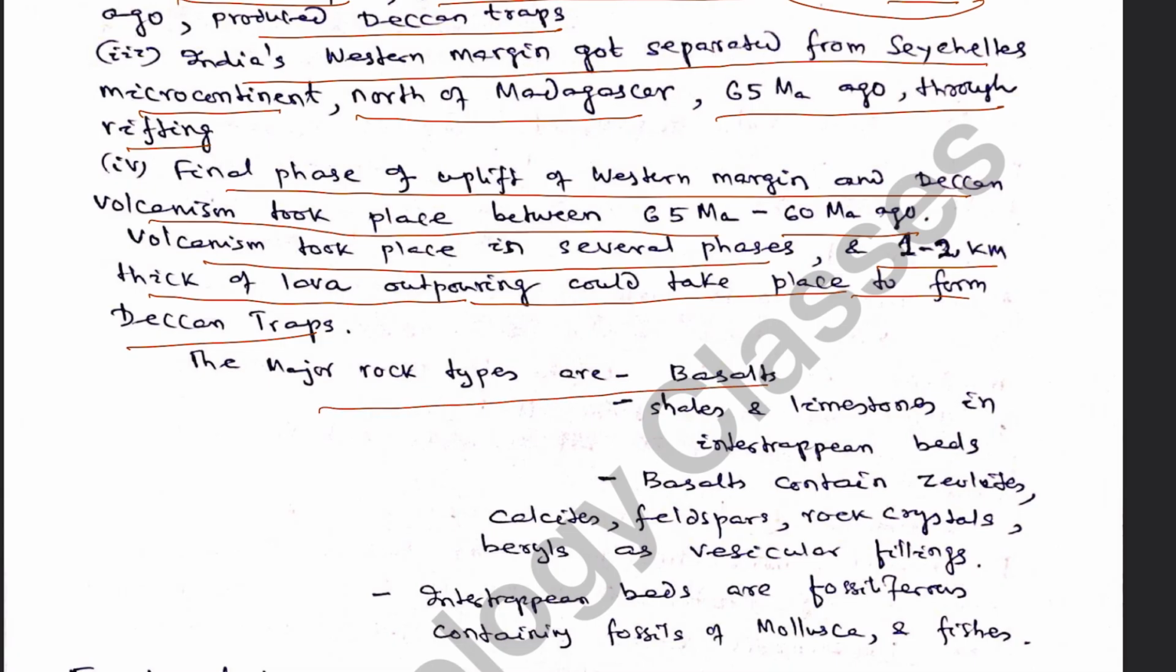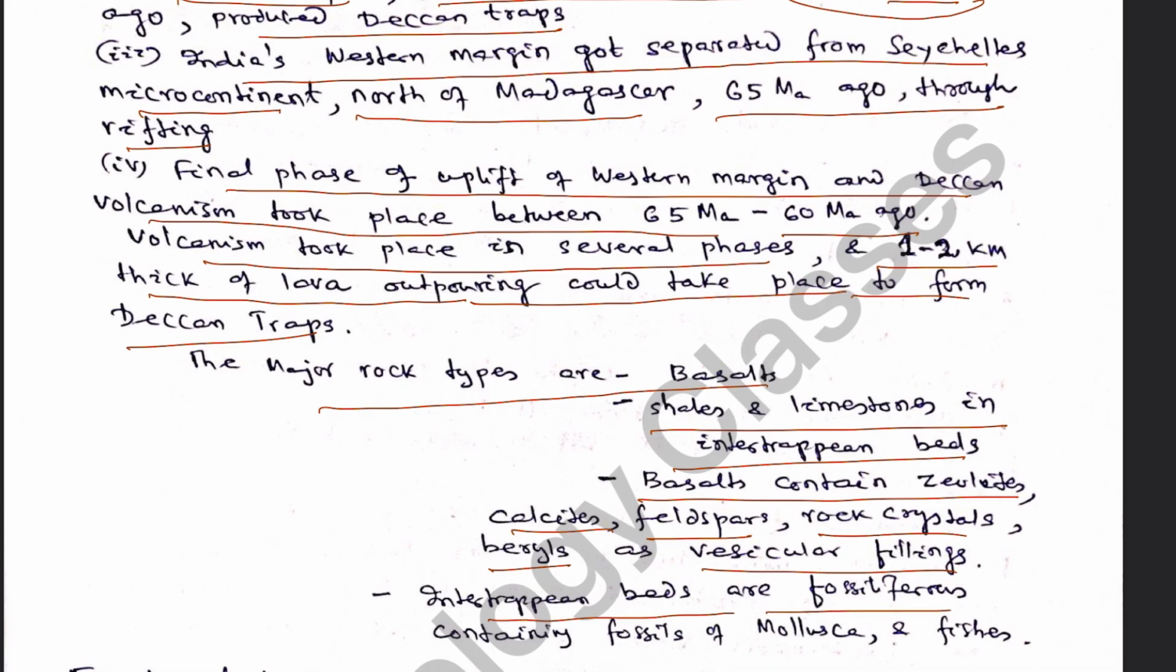The major rock types of the Western Ghats are the basalts, Deccan basalts, which cover most part of the Western Ghats. And beside these basalts, there are shales and limestones in the intertrappean beds between the lava flows. The basalts contain zeolites, calcites, feldspars, rock crystals, beryls, which show as the vesicular fillings. And the intertrappean beds are found to be highly fossiliferous, containing fossils of mollusca and fishes.